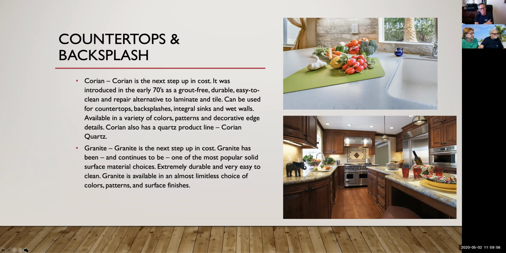It can be used for countertops, backsplashes, and like I said, you can get integral sinks, and you can do wet walls in this. It's also available in a variety of colors and patterns, and you can do all kinds of decorative edge details with it. Corian also has a quartz line product called Corian Quartz, but it is a different material.